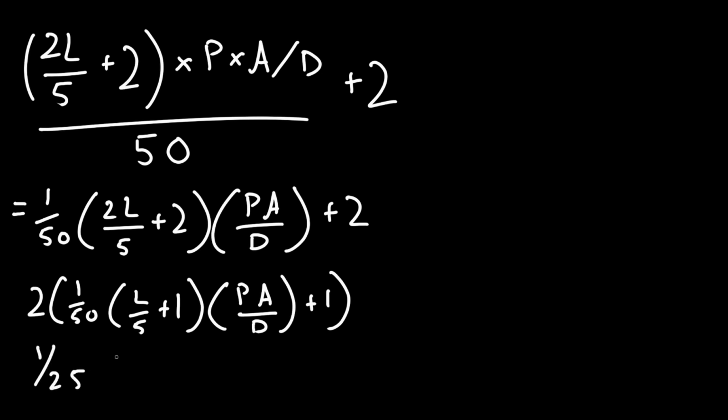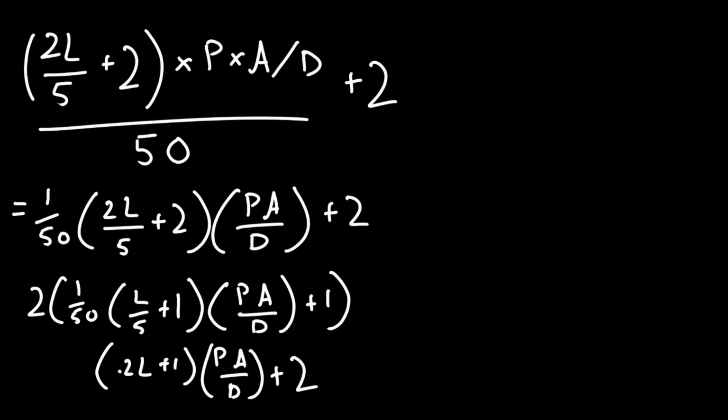How about let's go a bit further. L over 5 is the same as 1 over 5 times L, or 0.2 times L, so let's change it to that. This 25 is looking a bit lonely, so I'll put it over there. This equation looks clean enough, I can work with this.